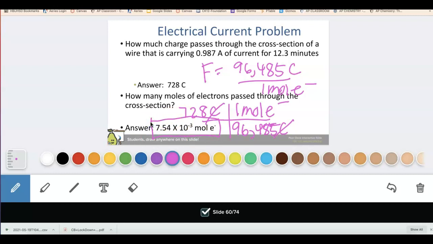So again, this is just basic algebraic arrangement. So we used I equals Q over T. We rearranged this all for Q, and then we used Faraday's constant to get us from coulombs to moles of electrons. And this is going to actually eventually take us further as well.